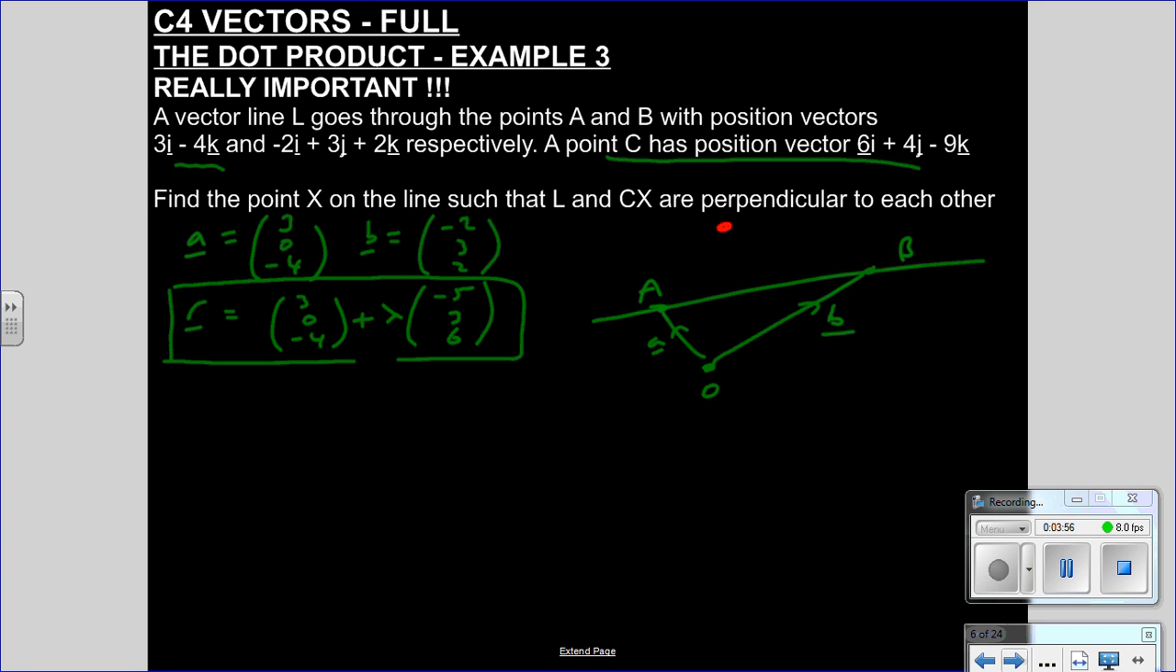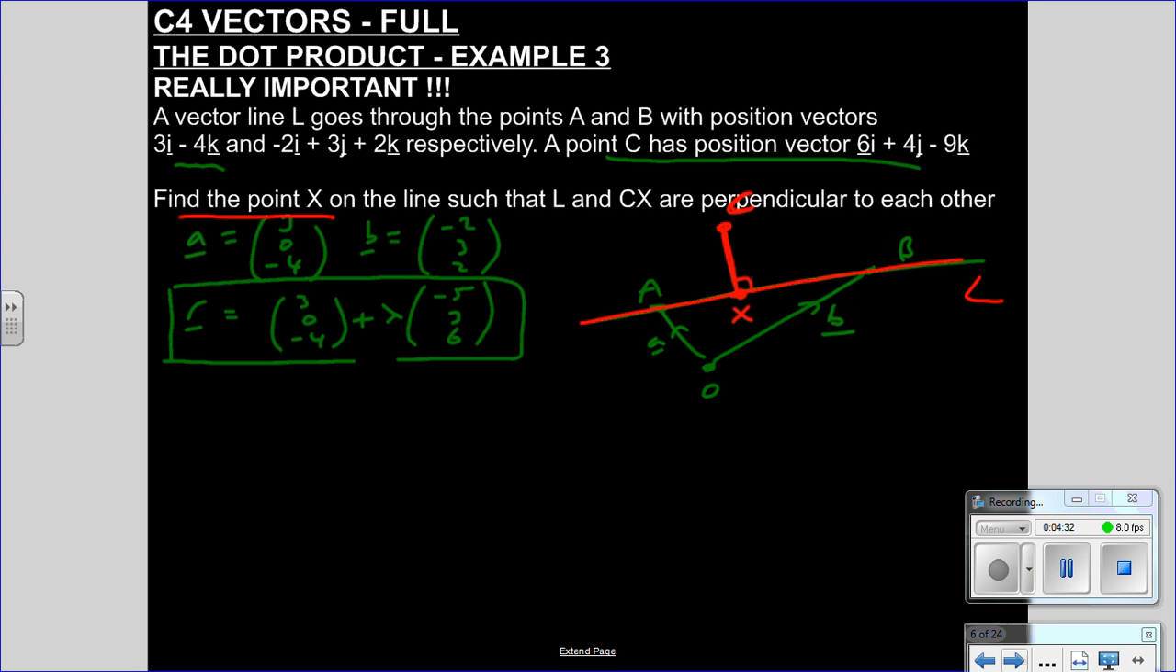I don't know, C could be here. Let's make it up. Remember, our pictures can help us. We can use artistic license all we want, because it just helps us visualize what's going on. So it says find the point X on the line, such that C to X and L, the line, are perpendicular to each other. This is our line L, isn't it? So we're saying there's a point X where C to X is perpendicular to the line here.